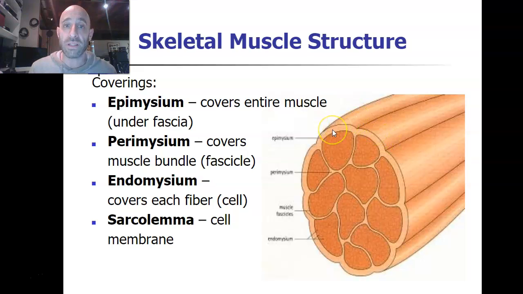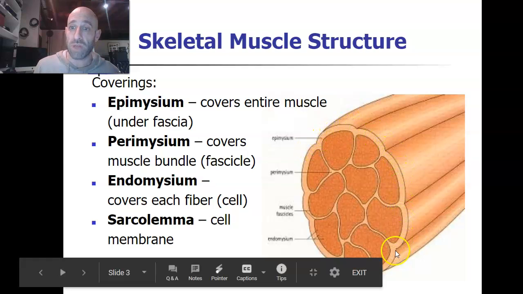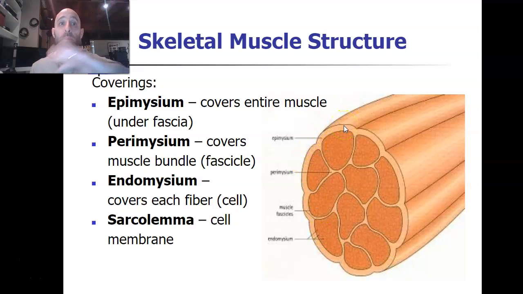The first layer of covering or membrane is called the epimysium. I say epimysium, but you might hear it said differently. These are one of those terms that, depending on who says it, you might hear a different pronunciation. It is the outermost membrane that covers the entire muscle, and it's found under the fascia. If you were to peel back the fascia, the first layer is going to be that epimysium.